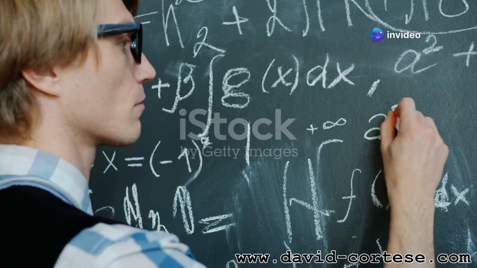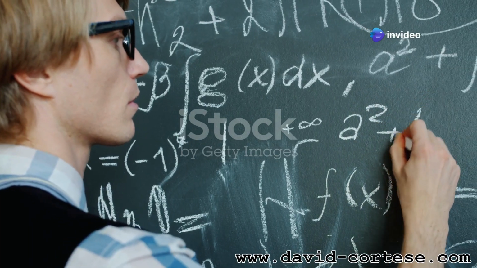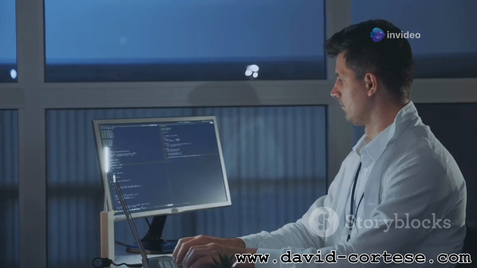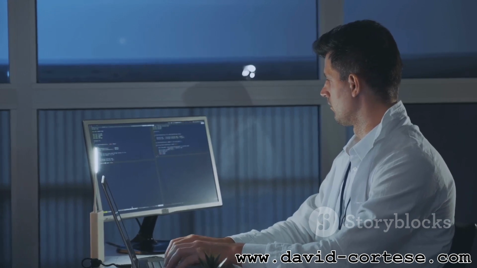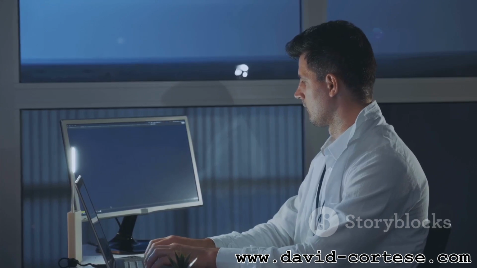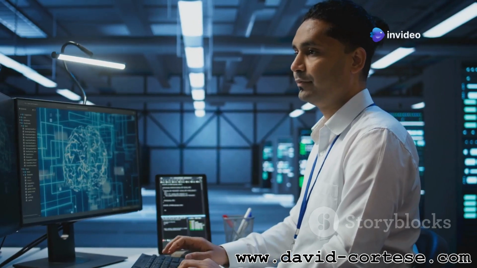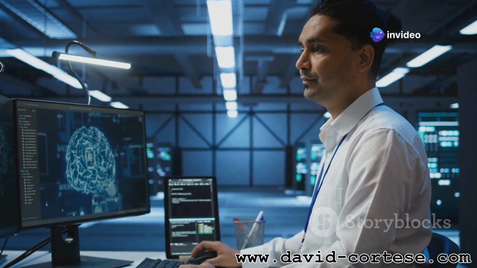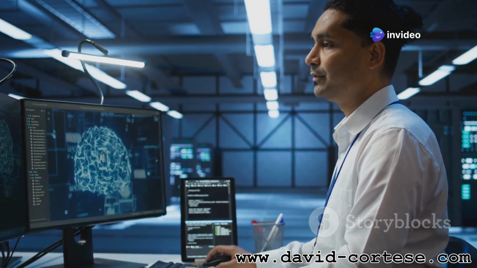Section 9. Beyond the solution, applications and further exploration. Our journey with cubic equations doesn't end with finding their solutions. These equations have real-world applications in various fields, including physics, engineering, computer graphics, and finance. They are used to model complex phenomena, design efficient systems, and make informed decisions.